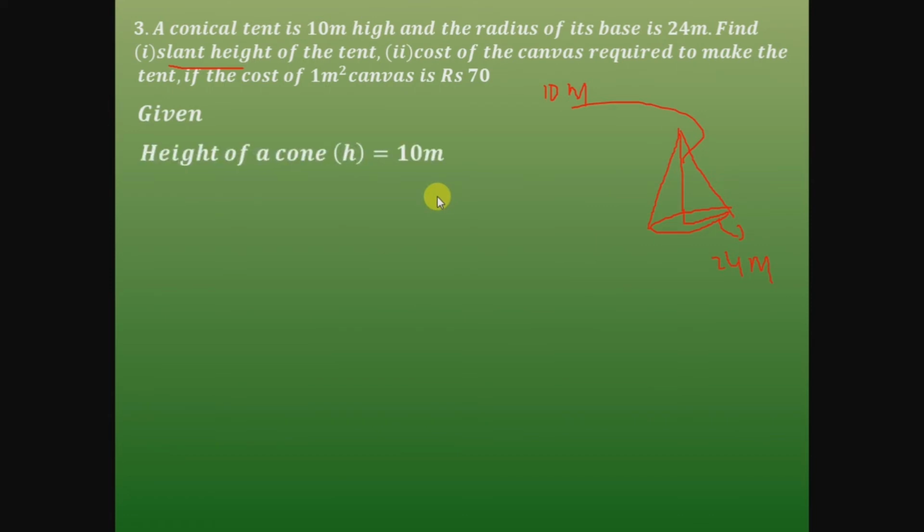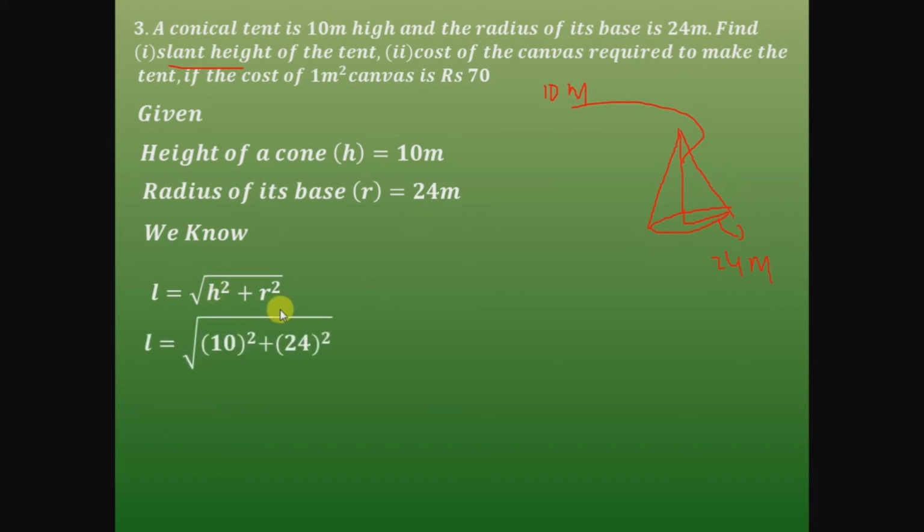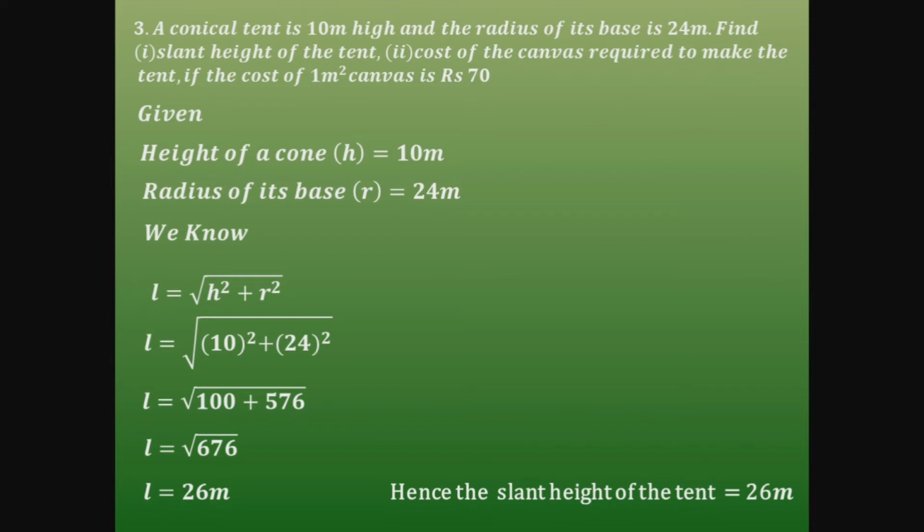Given height of a cone h is equal to 10 meter, radius of its base r is equal to 24 meter. We know L is equal to square root of h square plus r square. L is equal to square root of 10 square plus 24 square. So 10 into 10 is 100 plus 24 into 24 is 576. When I add this, I'll get 676. Therefore L is equal to 26 meter. Hence the slant height of the tent is equal to 26 meter.